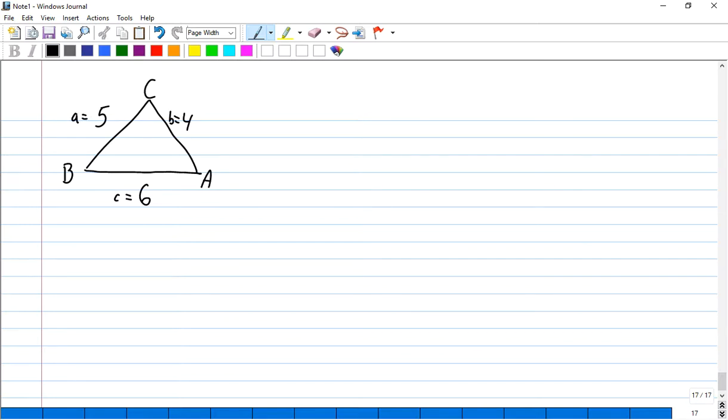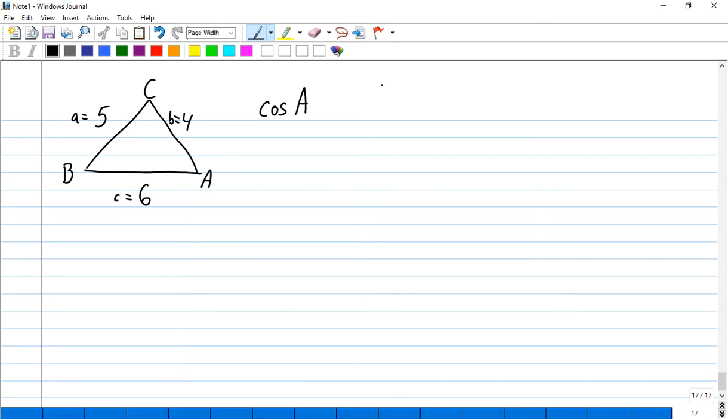Since we don't have any of the angle measures, it's a side, side, side triangle, you know that you are going to have to use the law of cosines. So what I would do is use the law of cosines twice and find two of the angle measures, and then use the fact that all three, when added together, have to be 180 degrees to find the third. So let's use the same formula we just used.